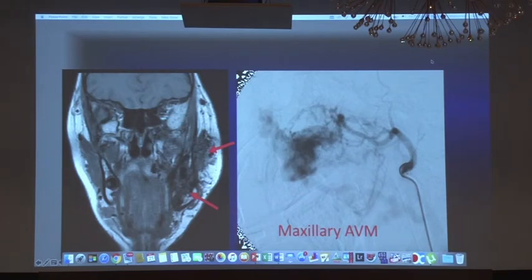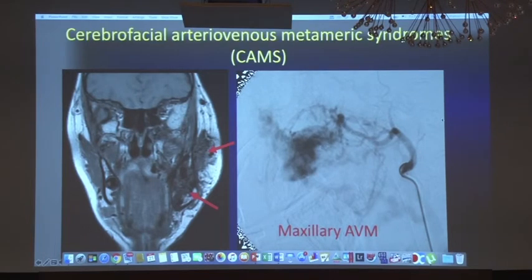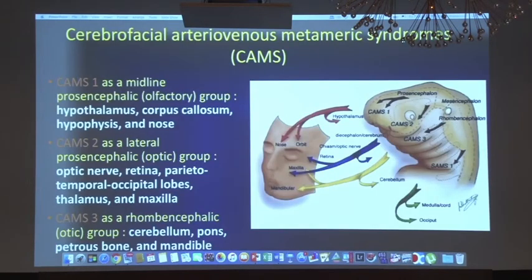Some soft tissue AVMs like this one are maxillary AVMs. You can see the AVM here and here. Sometimes you need to consider that this disease is also called CAMS disease. CAMS disease is AVM association with AVMs in the brain and in the face, divided into 3 types.